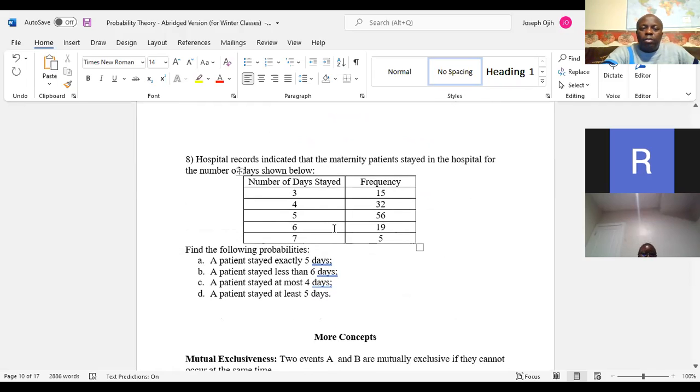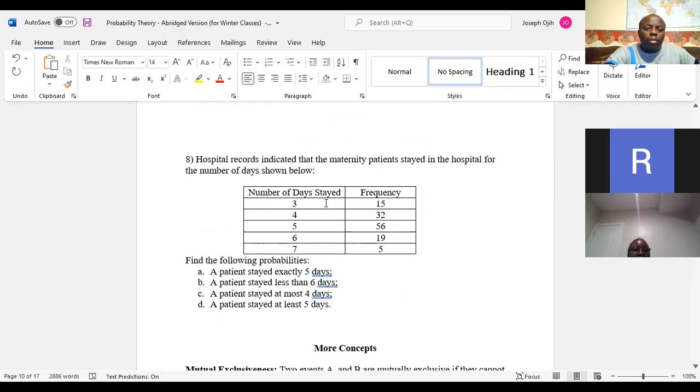Okay, let's apply this to this question here. It says, hospital records indicated that maternity patients stayed in the hospital for a number of days as shown below. 3 days is the frequency. It says, find the following probabilities. A patient stayed exactly 5 days. A patient stayed less than 6 days. A patient stayed at most 4 days. A patient stayed at least 5 days.